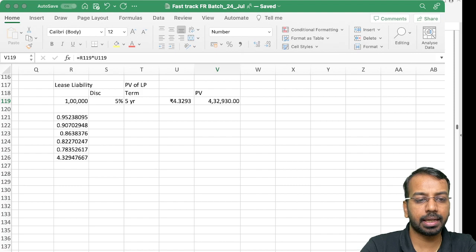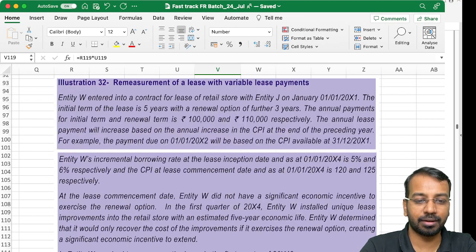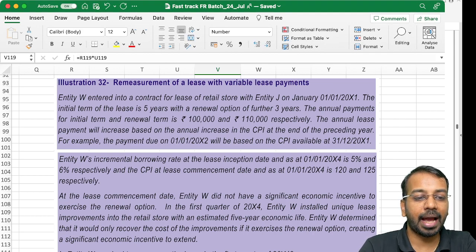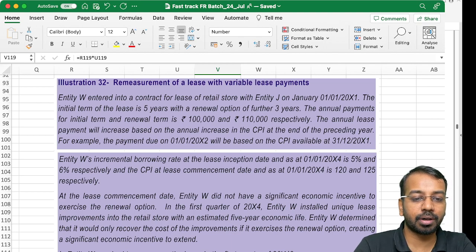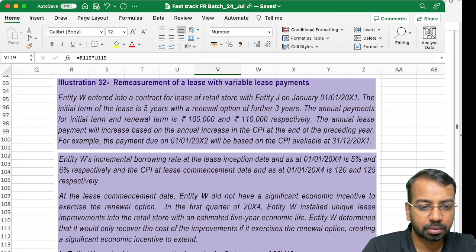Okay, I think, yeah. So thanks for pointing out. See, in a hurry, I didn't read the question properly. Don't do this in your examination. Okay, so thanks Archana for highlighting that. Good attention. Here, the annual payments for the initial term are 100 and 110,000, and the annual lease payment will increase on so and so basis. The annual payment for initial and annual.